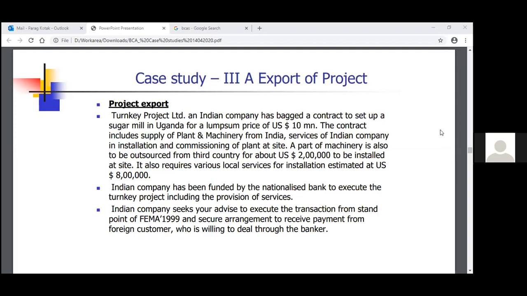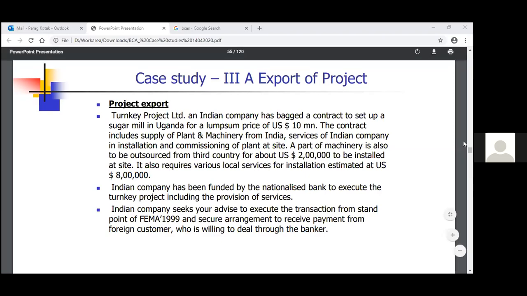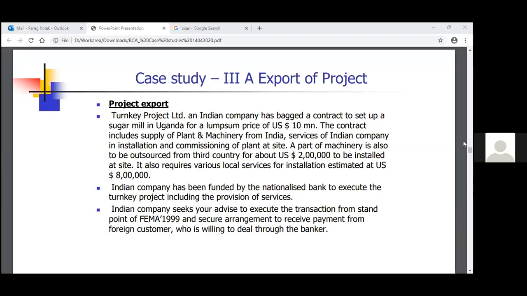So therefore, the project export is a typical situation where a number of activities are difficult to carry out with the assistance of 23R, because these are situations which are beyond 23R. In a turnkey project of an Indian company, which is a 10 million contract in this case study, part of the activities are carried out in India and part is outside India.